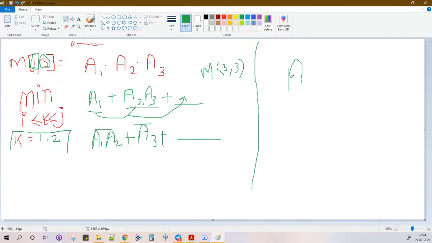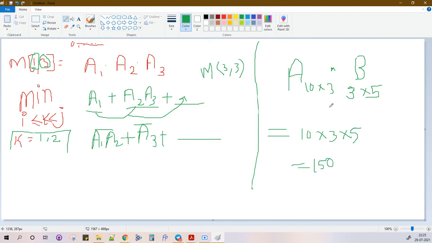Let's say I'm having one matrix of 10 cross 3, and one more matrix, it is having just 3 rows, but let's say 5 columns. So if I multiply A dot B, A multiplied by B, what would be the cost? Anyone? It is simple multiplication that I need to do. So it would be nothing but 10 multiplied by 3 multiplied by 5. 3 into 5, yes, 15, so 150 I will have. Correct?